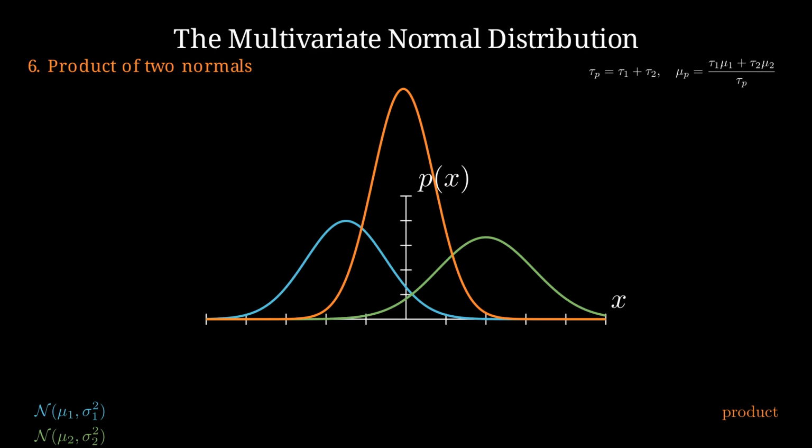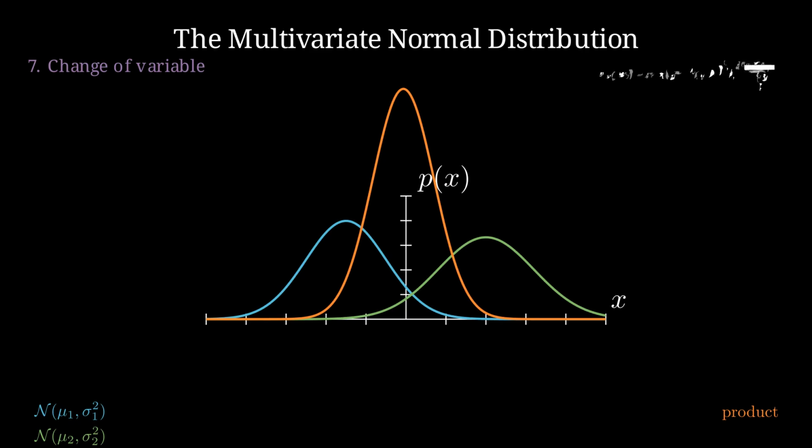Precision, the inverse variance, makes the product rule especially clean. If tau1 equals 1 over sigma 1 squared and tau2 equals 1 over sigma 2 squared, then the product precision is tau1 plus tau2, and the product mean is the precision-weighted average we saw before. Working in precision space turns multiplication into addition, which is why Kalman filters and Gaussian belief propagation track precisions internally.